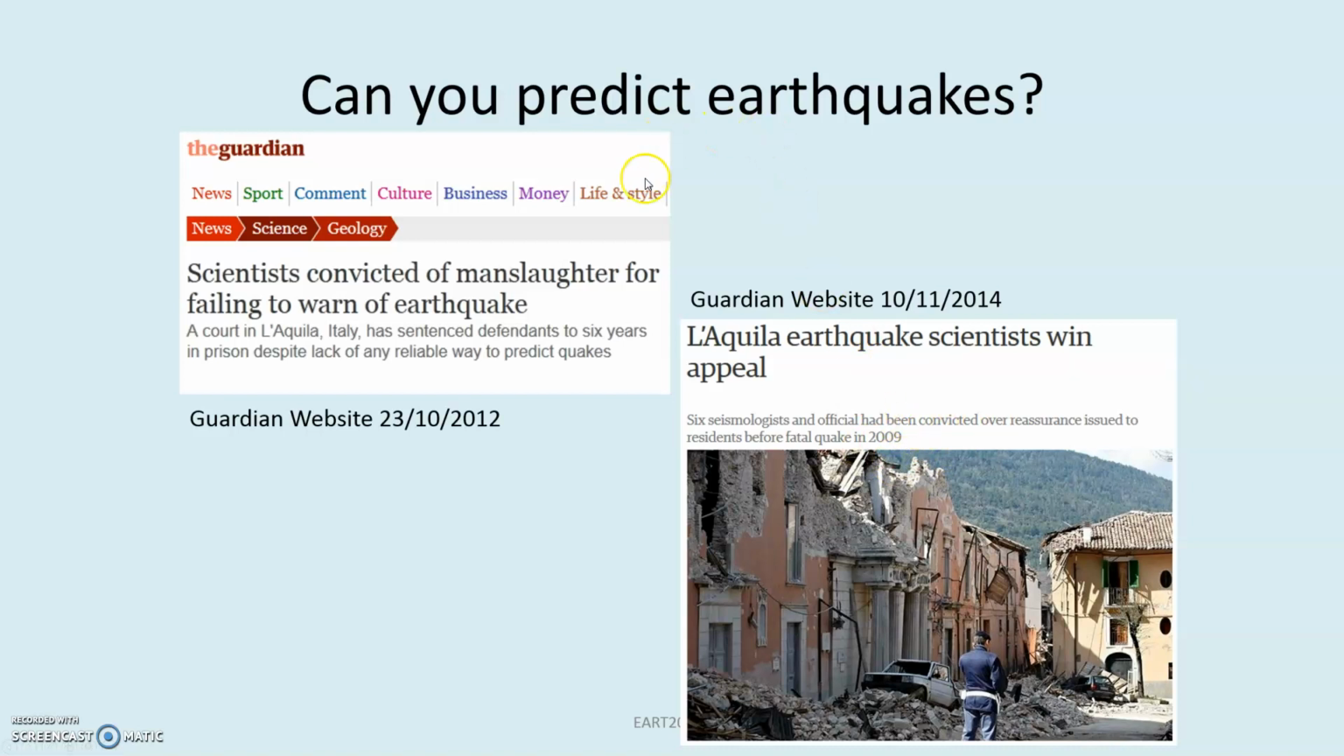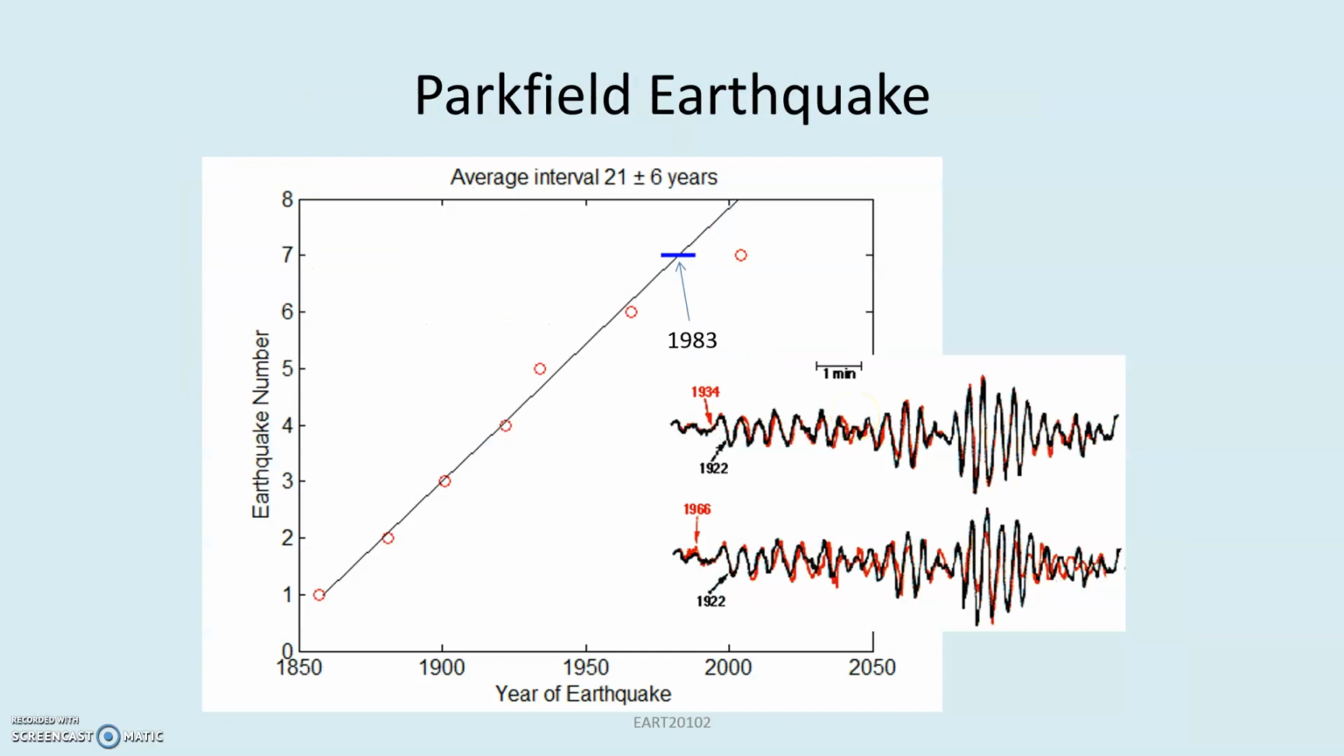So whilst seismologists try their best to predict earthquakes, it's inherently very, very difficult to do this. We can give broad ideas of when an earthquake is going to happen, and we can often say that an earthquake is happening very, very close to when it's going to happen. But other than that, it's very difficult to predict earthquakes. And this is highlighted by probably one of the most predictable earthquakes that we've observed, the Parkfield earthquake.